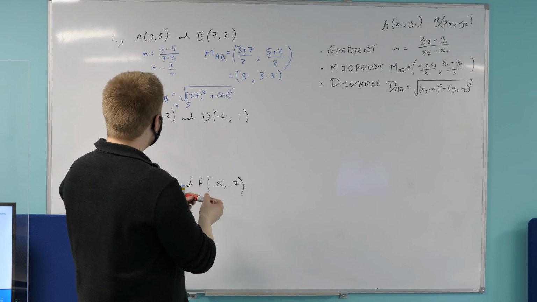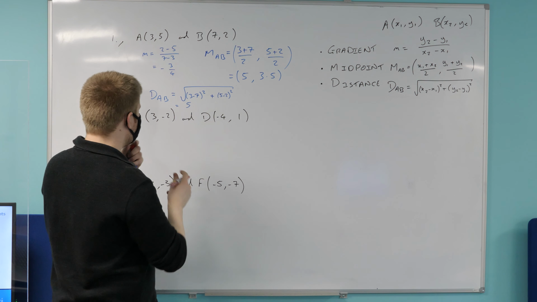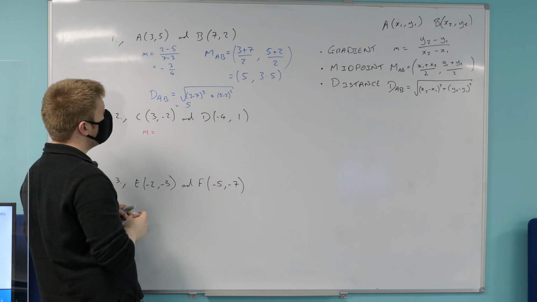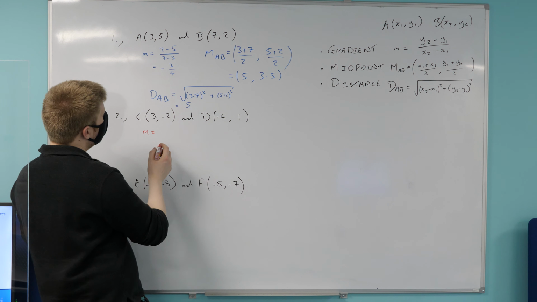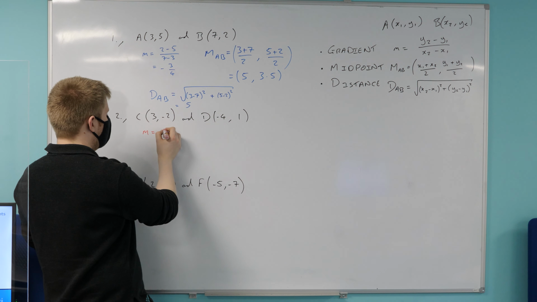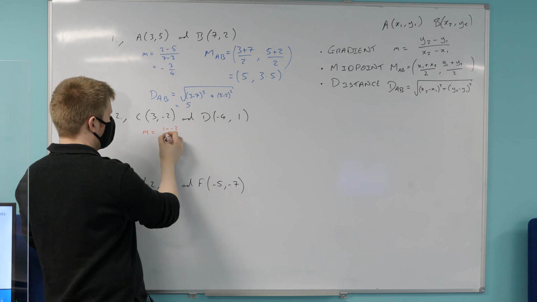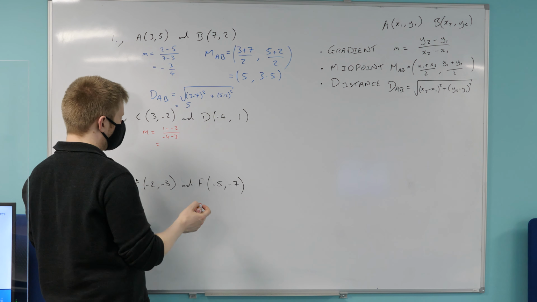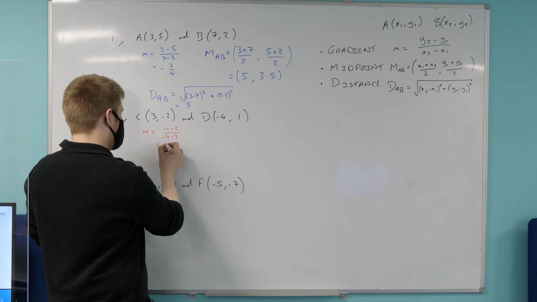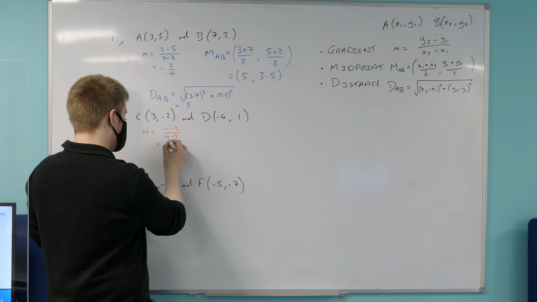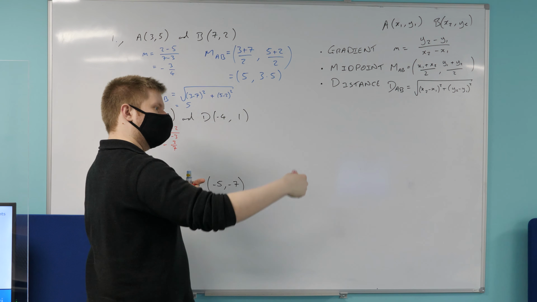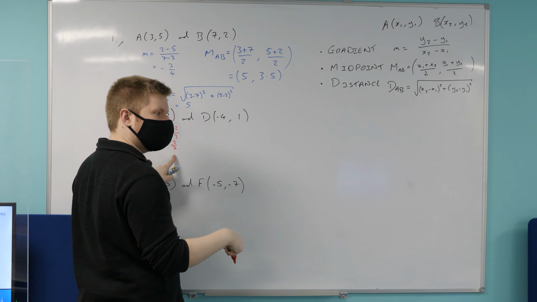Good, excellent. So can you just quickly talk me through how you calculate the gradient for these 2 points here? 1 minus negative 2, over negative 4 minus 3. Okay. Obviously here you need to be careful with the double negative, makes positive, so what should you get? Negative 3 over 7. Cool, excellent. So every time you move across by 1, you move down by 3/7.